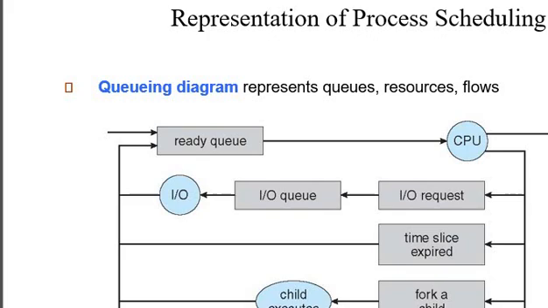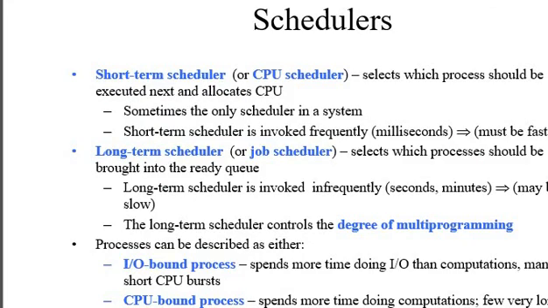The queuing diagram represents the queues, resources, and flows. Once the queue is ready, it goes to the CPU, with an input/output request, a time slice required, and a child, and waits for an interrupt. If the child is interrupted, control passes to the interrupt, and then it goes to the ready queue. So these are the state representations we have for the PCB.